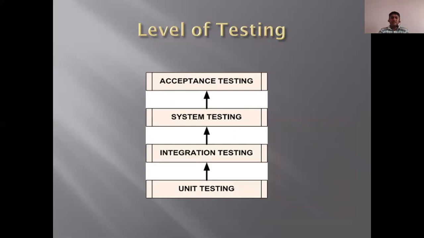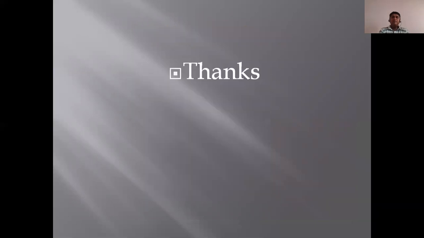Levels of testing: the first level is unit testing, where we check a single component. Second is integration testing, where we check two or three components. System testing means that when we build your application or project, that is called system testing. And acceptance testing means that after deploying your software, we check the acceptance with the client. So this is the basics of testing.